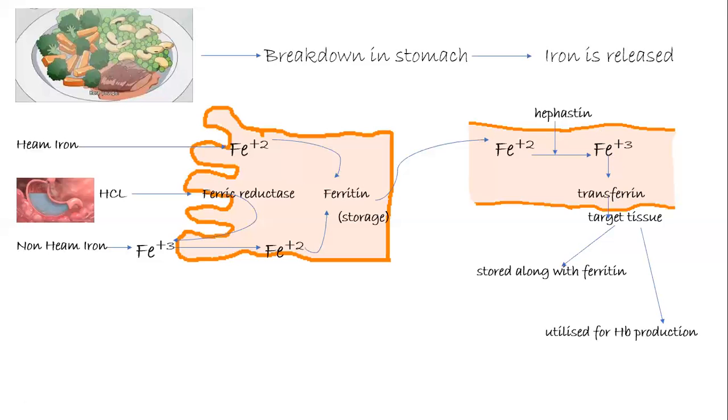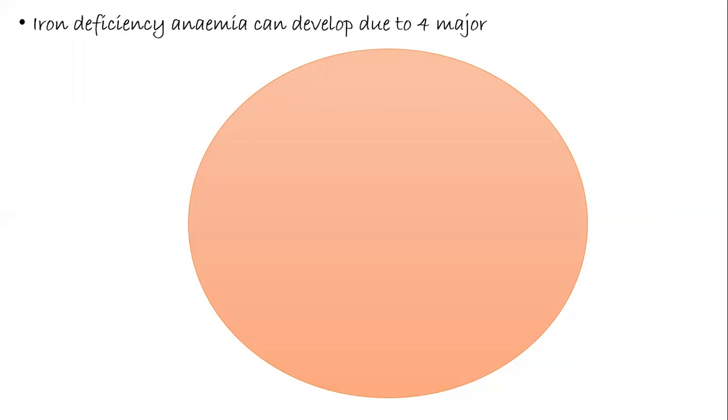Now this transferrin combines with Fe+3 and it helps in the movement of Fe+3 to the target tissues. Now in the target tissues, either the iron gets stored along with ferritin or it is utilized for production of hemoglobin. Now we'll see iron deficiency anemia, how it is developed.